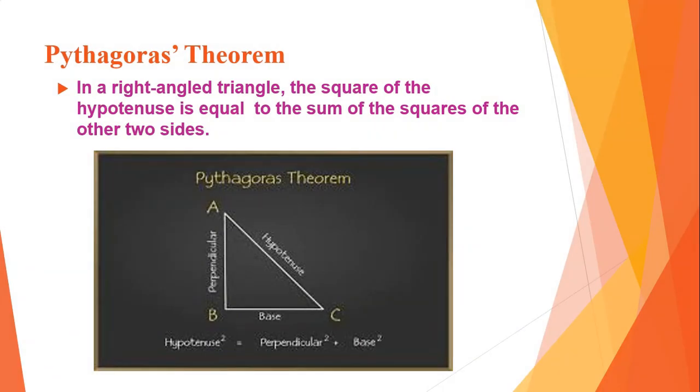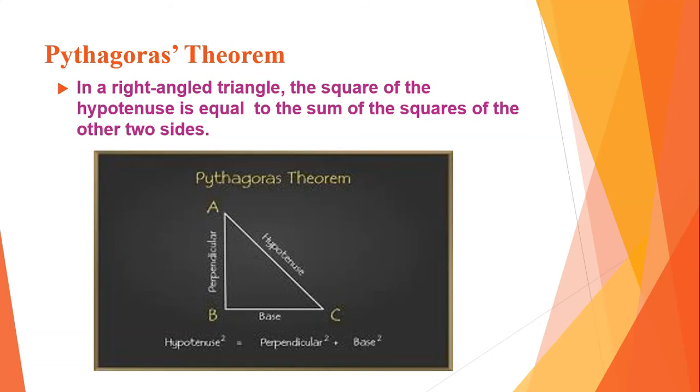Pythagoras' theorem. Now, what does this Pythagoras' theorem say? In a right angled triangle, the square of the hypotenuse is equal to the sum of the squares of the other two sides. My dear students, this is an extremely important theorem which you are going to do every year from now onwards. It's going to be extremely helpful in mathematics.